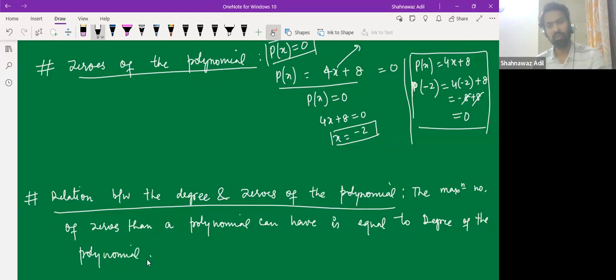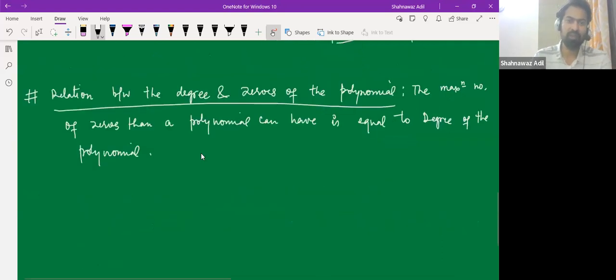Right. So let's say you have a quadratic polynomial, right? So the maximum number of zeros would be how many?